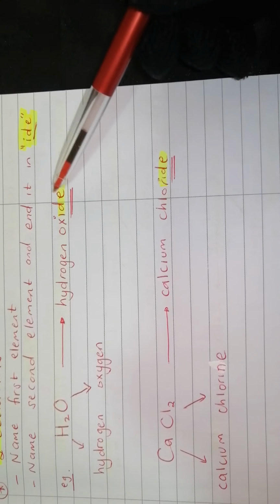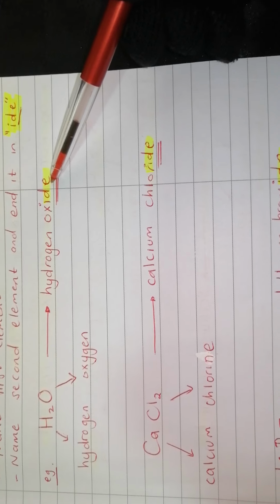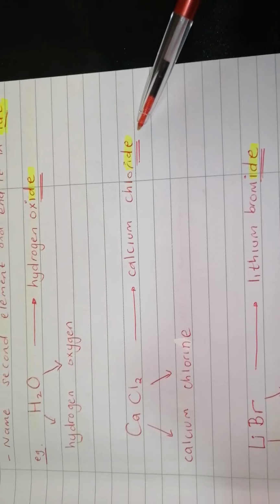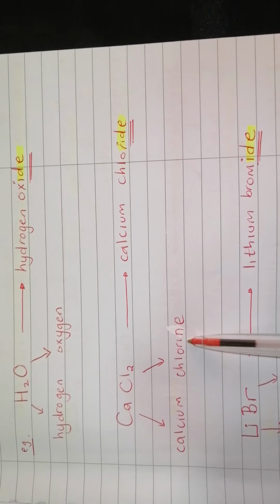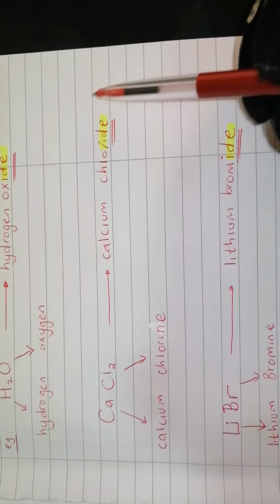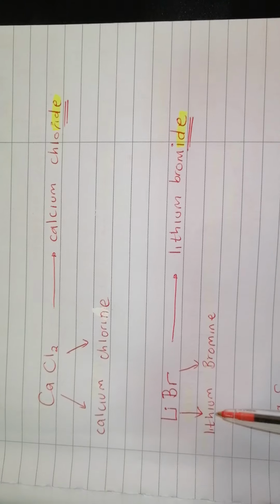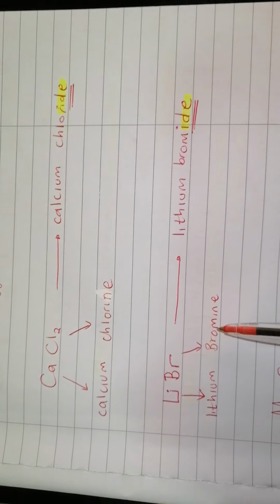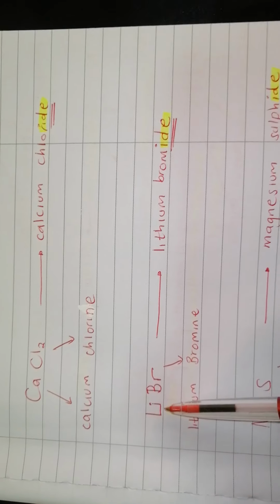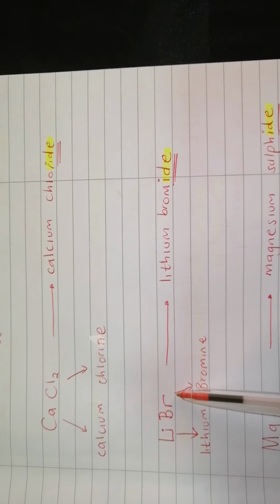Now if you look, you can see that oxygen will always become oxide. Chlorine will become chloride. So nowhere are you going to have the word chlorine in it. It's just going to be chloride. Right, let's do another one. Here we have LiBr. Can you see Li is one element, which is lithium. Bromine is another element, which is Br. So there's two elements, so again the name has to end in "ide."